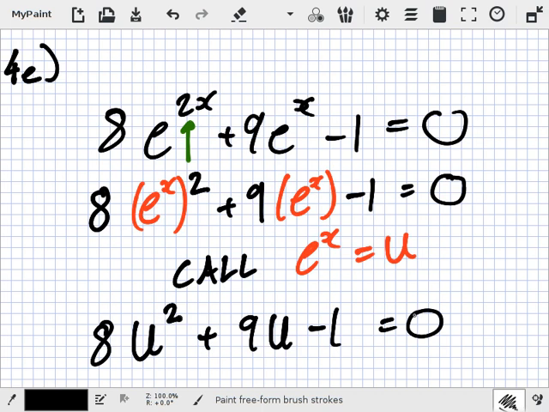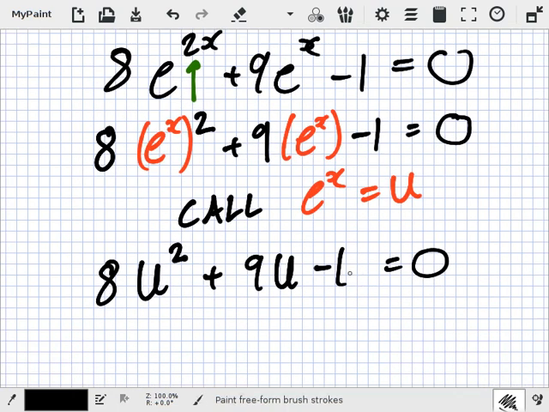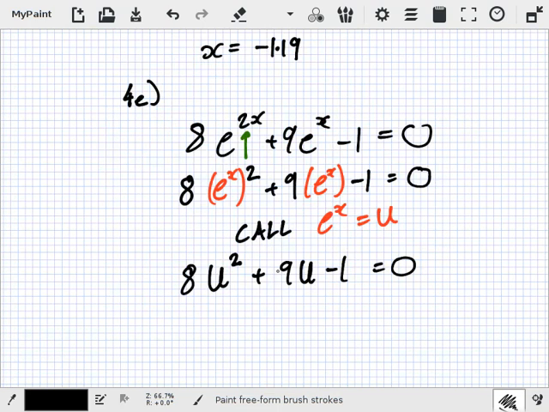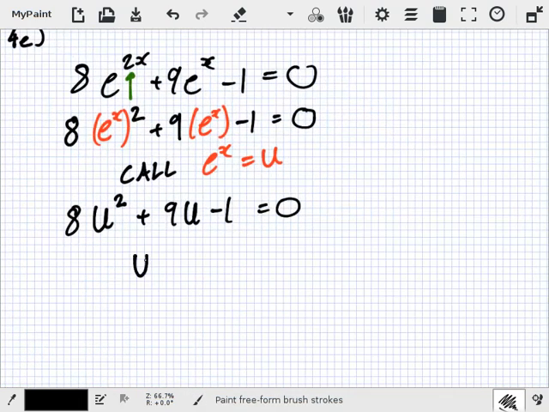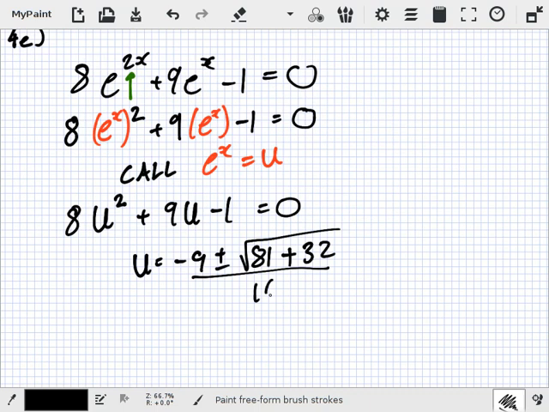What do we have? A quadratic, yeah? Can you see that? It's a quadratic. The variable is u. You can all see that? So, we know how to solve quadratics. We even have a formula for it. We can say u equals minus b plus or minus the square root of b squared minus 4ac, all over 2a. So that's minus 9 plus or minus.